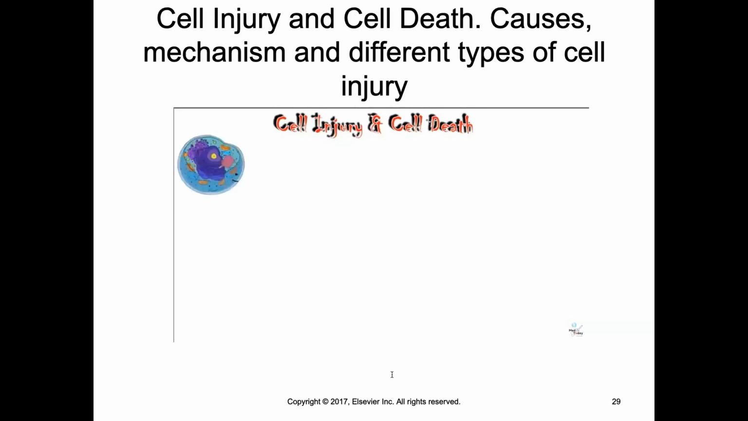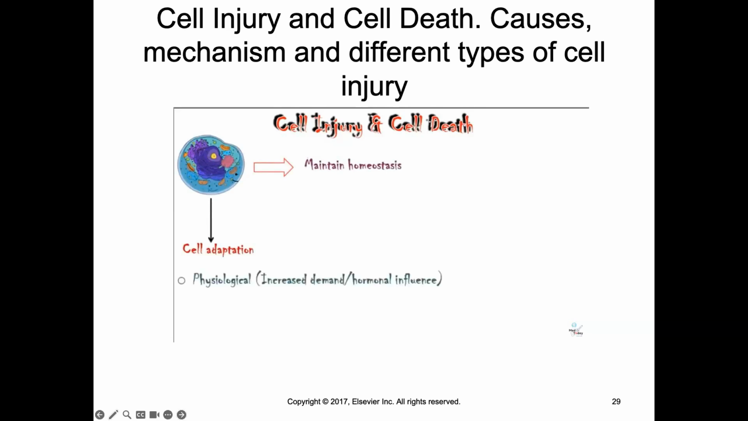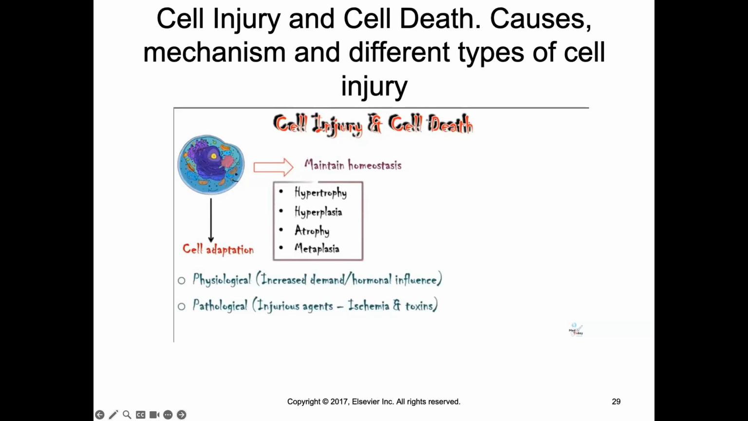The ultimate goal of every cell in our body is to maintain homeostasis. However, in certain situations, due to changes in their microenvironment, cells undergo structural and functional changes, known as cell adaptation. These microenvironmental changes could be physiological, such as increased demand and hormonal influence, or pathological, such as injurious agents like ischemia and toxins. There are 4 types of cell adaptation: hypertrophy, hyperplasia, atrophy, and metaplasia. I will discuss them in detail in another video.